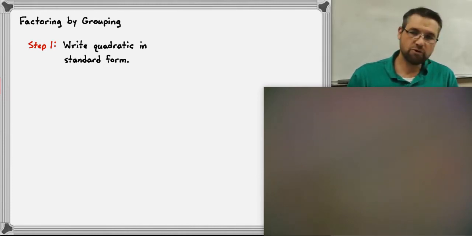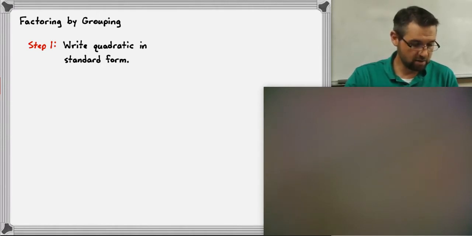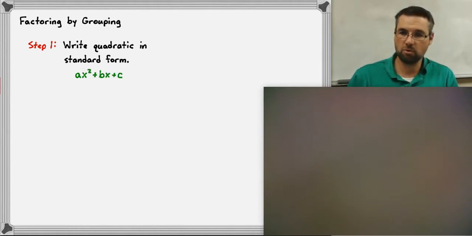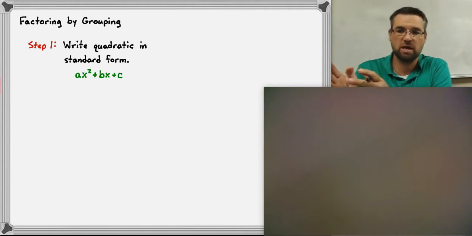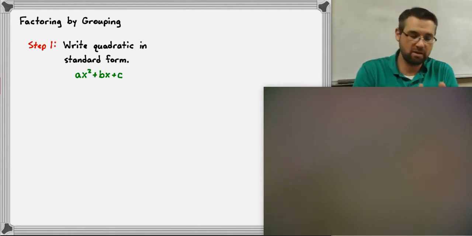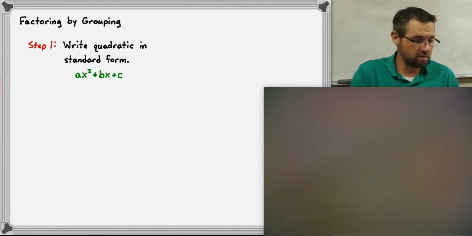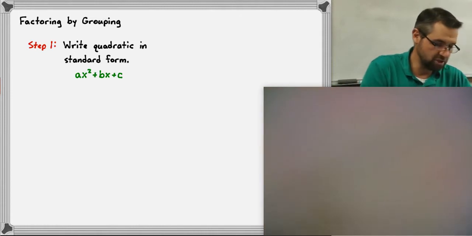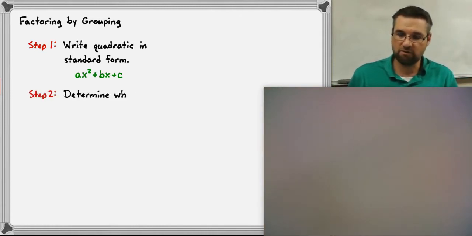So first of all, step 1 in factoring by grouping is to make sure that you write the problem or the expression in standard form. So remember, standard form is the highest exponent first, and then the next highest exponent, and then the constant. Specifically here, you want the x squareds to go first, then the x, and then the non-x expressions, okay? So that's the first step. Write the quadratic in standard form.